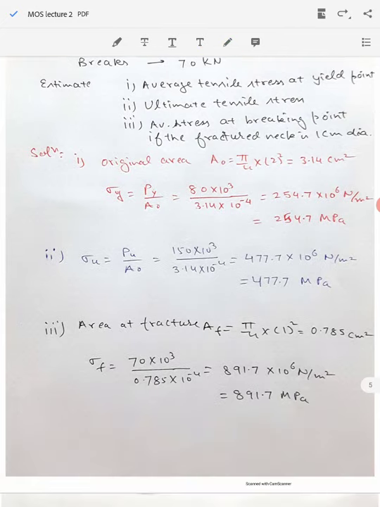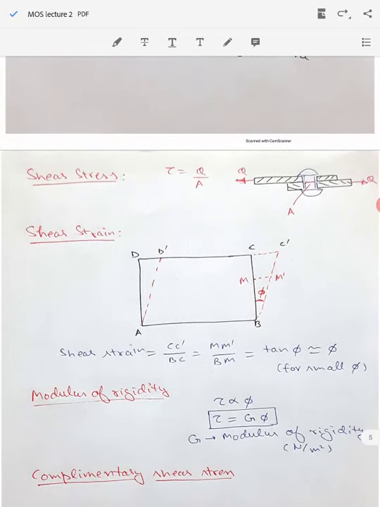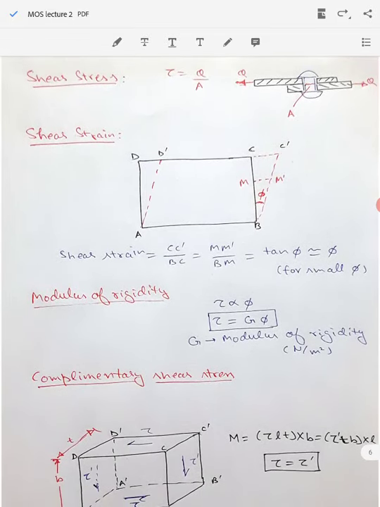Now let's talk about the other kind of stress that we discussed in our previous lecture also, that is shear stress. I have already shown you this particular example. We know what shear stress is from our last lecture.